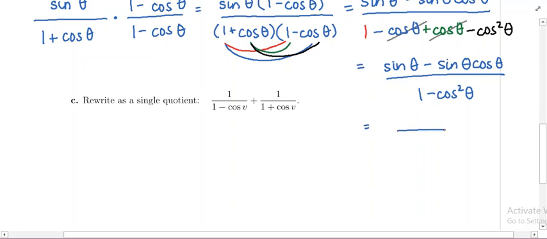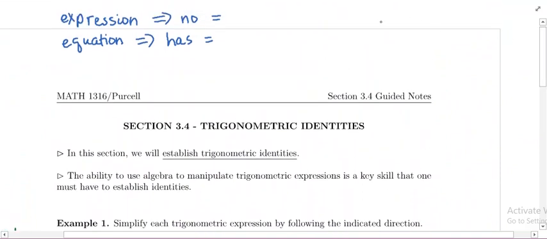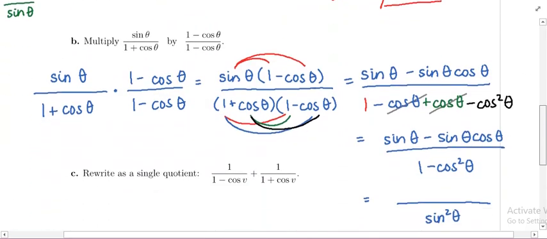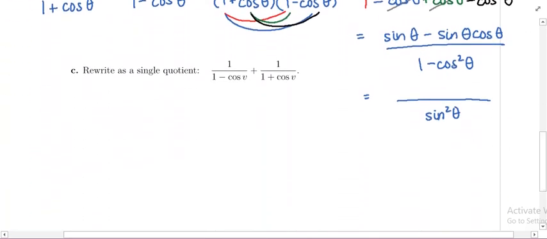In the denominator, you have 1 minus cosine squared of theta. That is the same thing as sine squared theta. Remember your Pythagorean identity: sine squared theta plus cosine squared theta is equal to 1. If you subtract cosine squared theta from both sides, you get that sine squared theta is the same thing as 1 minus the cosine squared of theta, which is the quantity you have in the denominator. So that's why I made that replacement in the bottom.